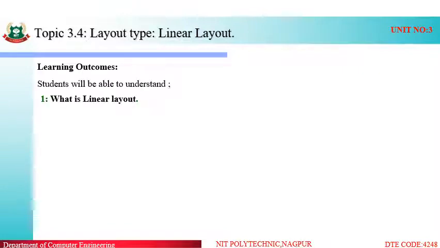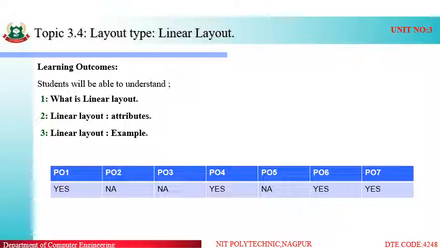So the learning outcomes include first a basic introduction to the linear layout, then different attributes, that is properties of linear layout, and next we will see an example of linear layout. POs mapped are PO1, PO4, PO6 and PO7.